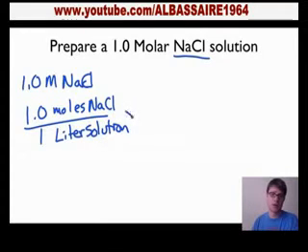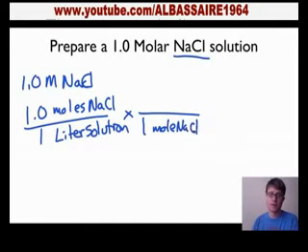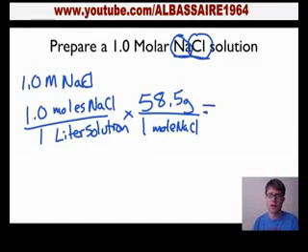So how do I convert that? Well, I'm going to put 1 mole of NaCl on the bottom. And now I have to figure out the molar mass of sodium chloride. So I'm going to look on the periodic table. I find the mass of sodium, I find the mass of chlorine, and if I add those two together, I get 58.5 grams.